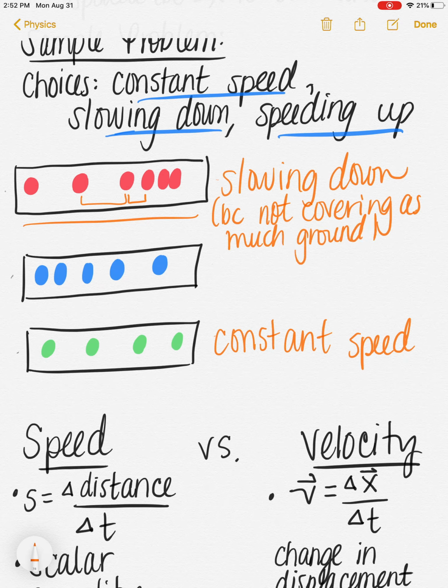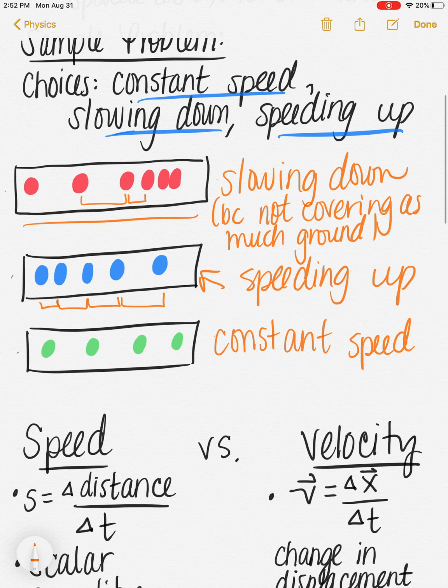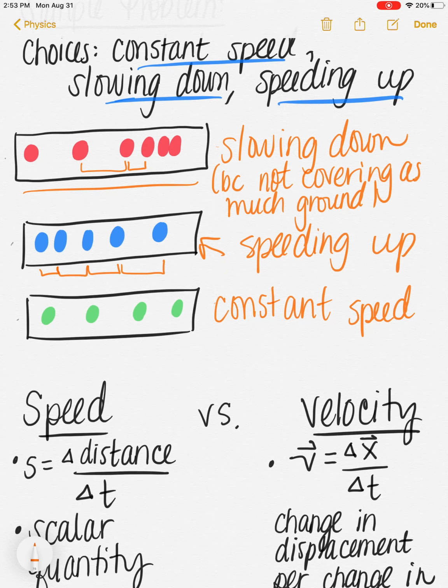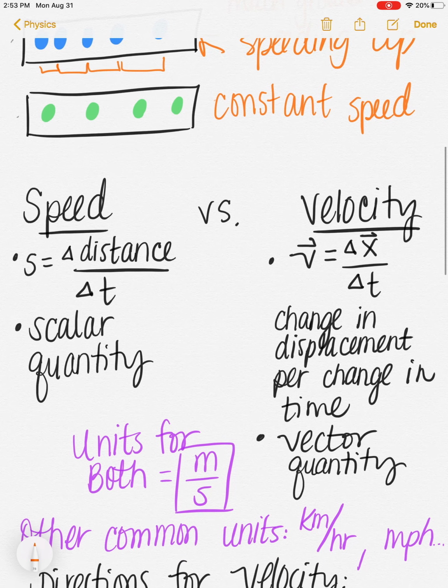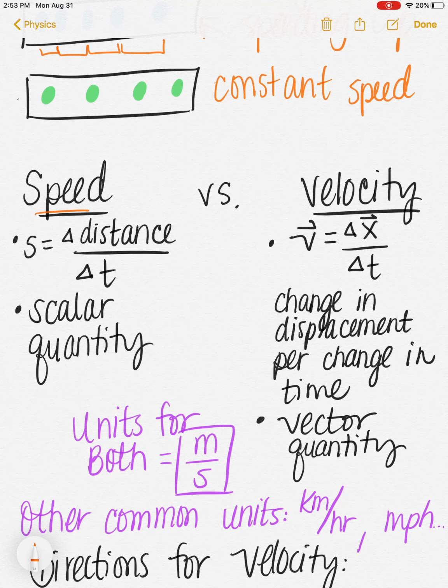in the same time. All right, so then this diagram, since it's the opposite where these dots are pretty close together and then they start spreading farther and farther out, that means you're covering more ground in the same amount of time. So if you're covering more ground, that must mean that you are speeding up. All right, so part of today's lecture is that I want you to be able to identify and explain different types of motion diagrams. All right, so our new concepts today are speed and velocity.